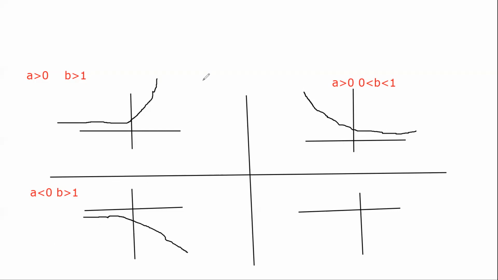What about the last case, which is a less than 0 and b greater than 0 but less than 1? It means it's decreasing, so it's going to be getting nearer to 0, like this, for example. It's decreasing and it's in the negative side. Those were our 4 cases that we took together.